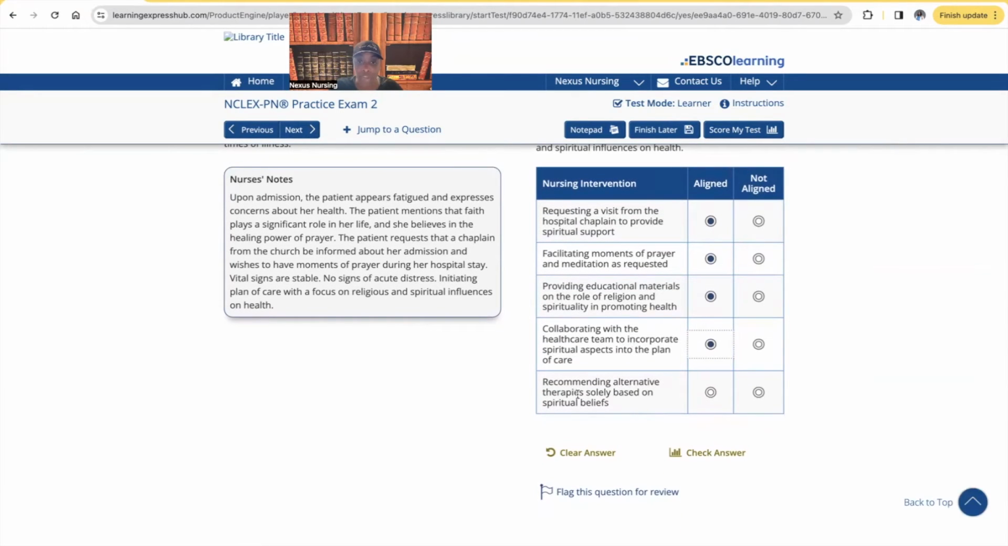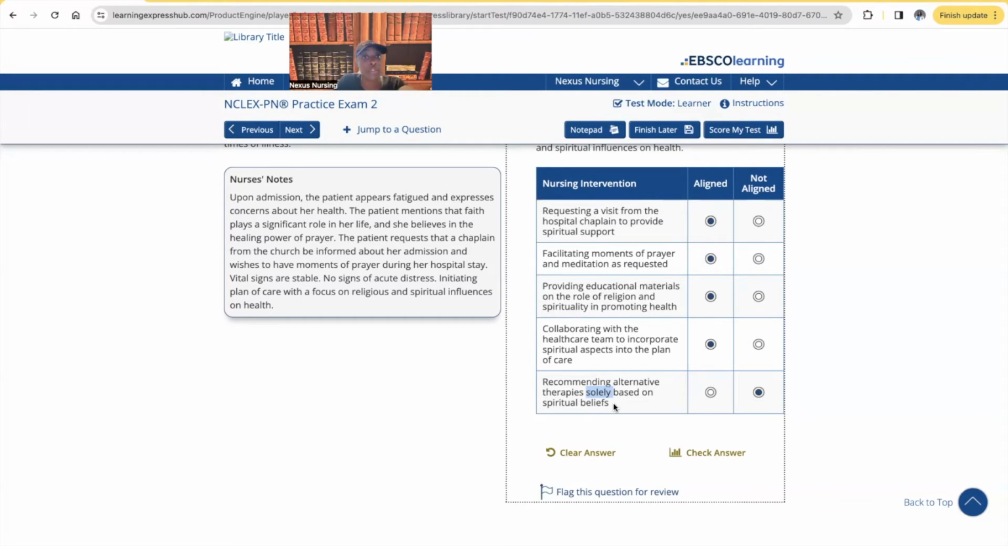Recommending alternative therapies solely based on spiritual needs. No. Let me tell you why I'm saying no. This word solely. This word solely has completely changed this question, because if it said recommending alternative therapies based on spiritual needs, actually that would align. That word solely, you know what solely, and I tell my students this all the time.